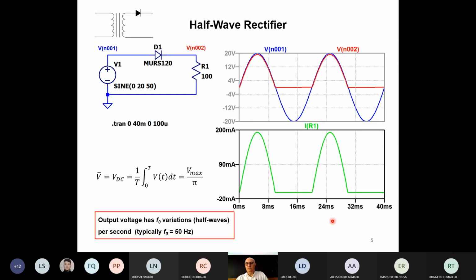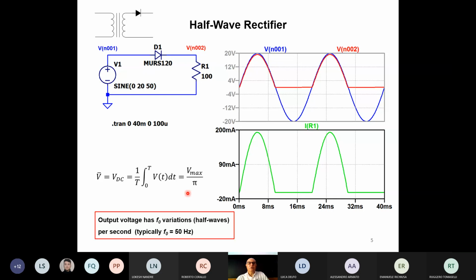But the voltage is perfectly the same. Okay, so that's the output of a half-wave rectifier. Here in the red box, there is something that we must remember. The output voltage has a variation which has the same frequency as the input voltage. So you'll see 50 peaks per second as on the input voltage. We must consider this for later considerations.